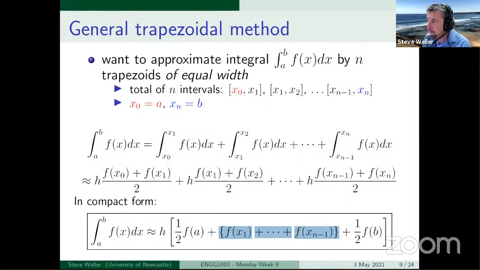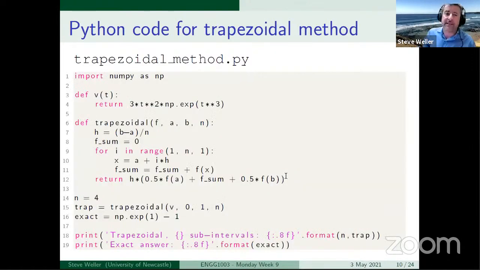And it's this expression here, the compact form in the black square, that we implement in Python. And again, this is exactly the code that was run live for you last Thursday, and this Python code, trapezoidalmethod.py, is available in the Blackboard lecture content for week 8. And so let's look at it here. We've got 19 lines of code. There's a commentary in last week's lecture, but let me pick out the main points for you.